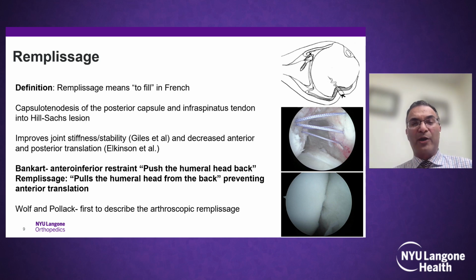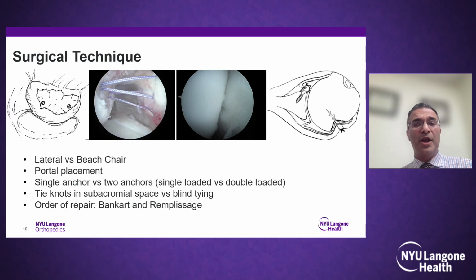The way I look at the Bankart repair is that it is an anterior-inferior restraint, a restraint that pushes the humeral head back when it tries to subluxate or dislocate and provide capsular tension or tightness, whereas remplissage is pulling the head from the back, which prevents, again, anterior translation. Eugene Wolf was the first to describe arthroscopic remplissage. And now we're going to go into surgical technique.